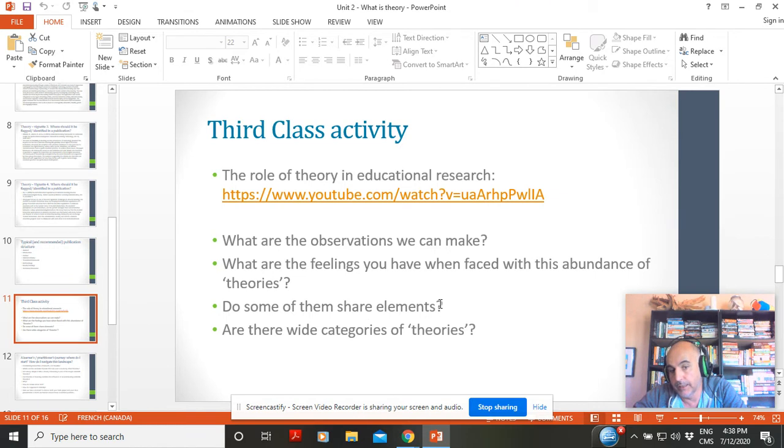Do some of them share elements? Can you start seeing a categorization? The aim of Unit 2 is that I'm starting to get you to a map, something that's going to allow you to find your way through all of this abundance of theories. So do you see a map after you watch this video, or even at the end of the unit? Do you start seeing a way of categorizing these theories?